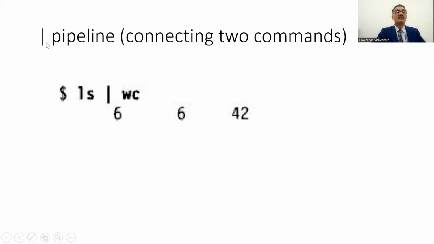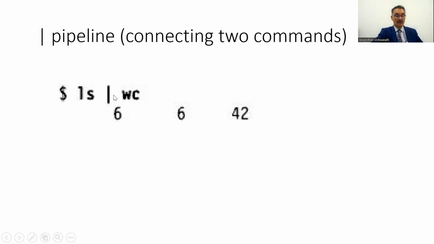Now I'm using one more character, the pipeline. This symbol is called pipeline. Pipeline is for connecting 2 commands. This is very special. Connecting 2 commands, for example, ls and wc, 2 commands are there. So in between ls and wc, I have to place this symbol at the prompt. So what happens? The ls output will be given to wc.